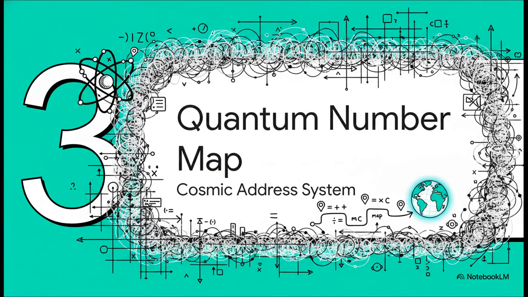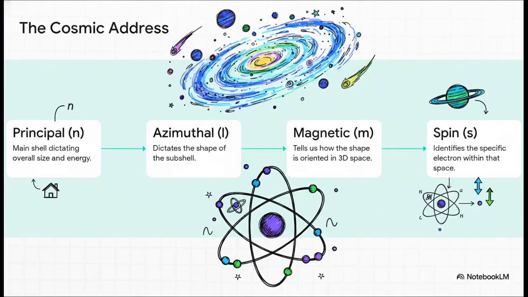Which leads us perfectly into Section 3, the quantum number map, basically our cosmic address system. Think of these 4 quantum numbers as the ultimate cosmic address system. It's like giving you the zip code, the street, the specific house, and finally, the exact room number of any electron. No matter how massive the electronic cloud gets, these 4 numerals are all you need to specify an exact location.